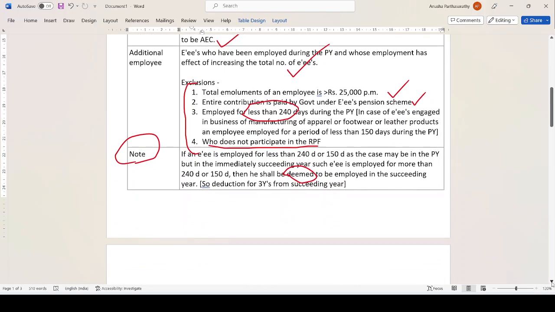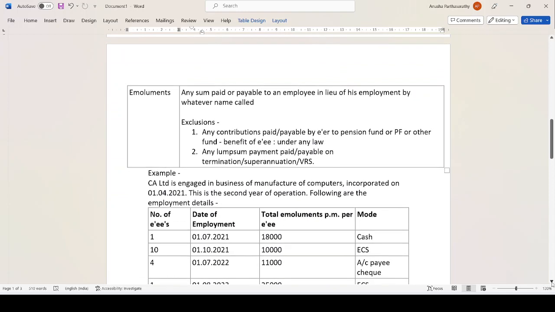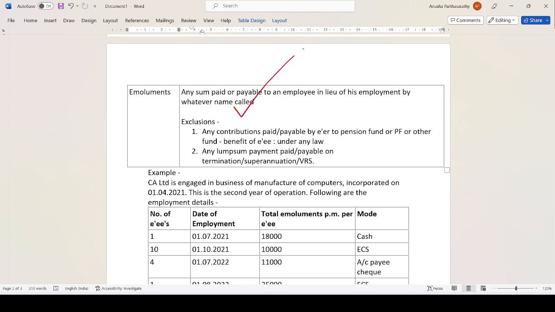Now, what does the term emoluments mean? Any sum paid or payable to an employee in lieu of his employment, by whatever name called, will be called emolument. You can call it a bonus, or you can call it salary, or whatever name, that will be called emoluments. What are the exclusions? If it is payable to a pension fund or PF or any other fund under any law being enforced, then such will be excluded. Any lump sum payment payable on termination, superannuation, or voluntary retirement will also be excluded.